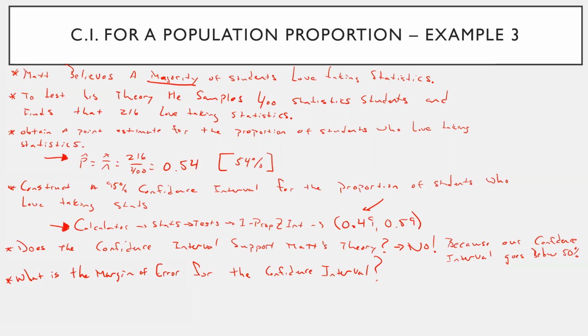Yep. So the margin of error, I'll just give everyone a quick formula for it. Margin of error: you can just take your upper bound and subtract away the point estimate. So my upper bound was 0.59. My point estimate was 0.54. So the margin of error for this survey I did is 0.05 or 5%. So just always pay attention to that margin of error. It's incredibly important.